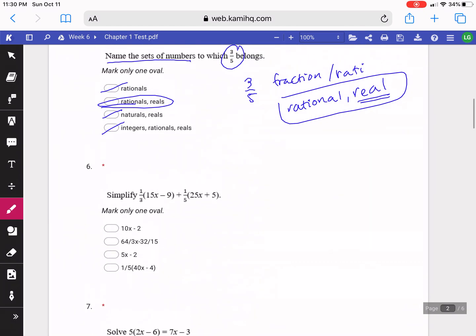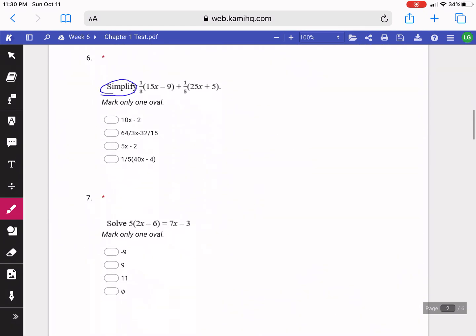Question 6, the keyword was to simplify. So here you had to distribute and then combine like terms. So 1/3 times 15x. Remember, if you're multiplying 1/3, you're actually dividing by 3. So 15 divided by 3 would be 5x. And then 1/3 times -9, which is -9 divided by 3, is -3. 1/5 times 25x means you're dividing by 5. So you get 5x. And 1/5 times 5, again, you're dividing by 5. 5 divided by 5 is +1.